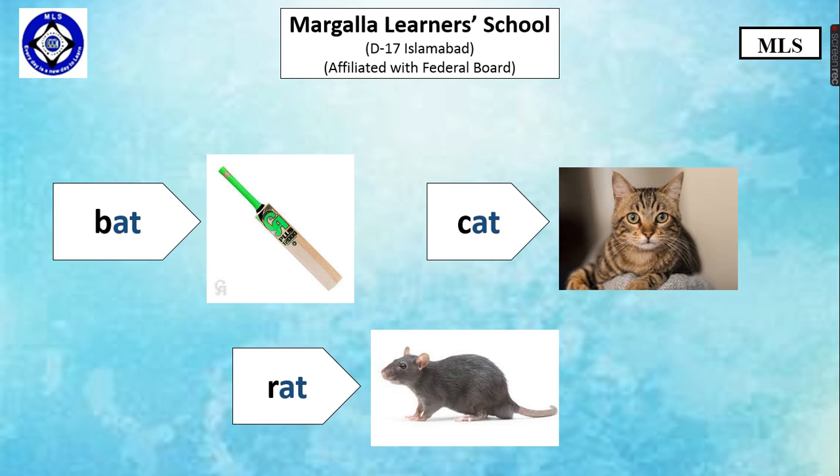When we add B with AT, it becomes bat. And when we add K with at, it becomes cat. When we add R, ra sound with at, it becomes rat.